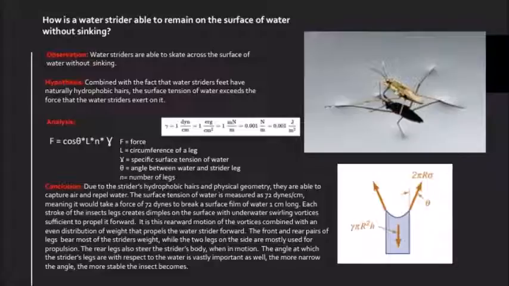The front and rear pairs of legs handle most of the strider's weight. The side pair controls propulsion through rowing, while the rear legs steer the strider's motion. The front pair deal with hunting.